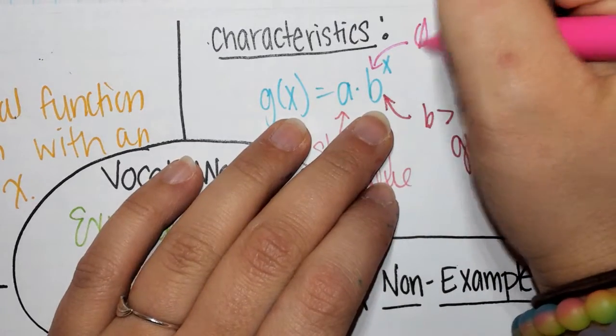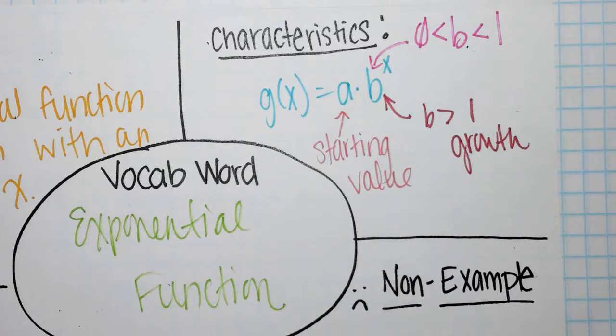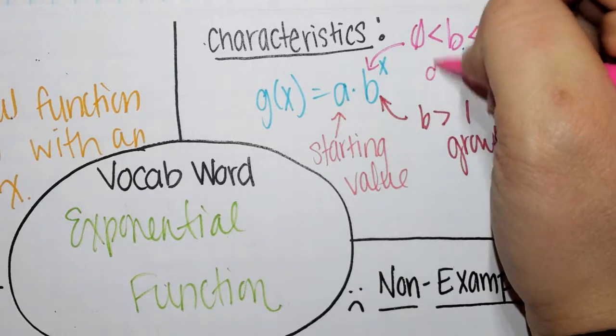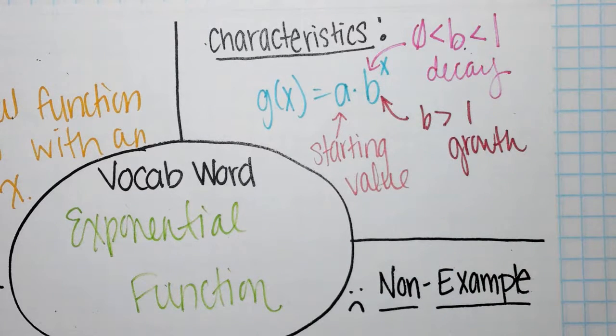All right. So for it to be a decay, B has to be greater than 0 but less than 1. So what is an example of a decay? One half. Has to be greater than 0 but less than 1. 0.5, 1 half. What else? Give me a fraction. 1/4. Look at you go. Take a point.